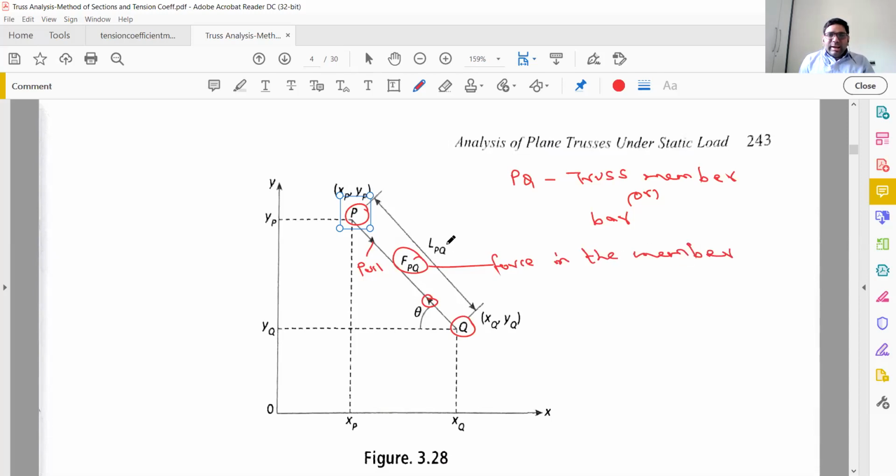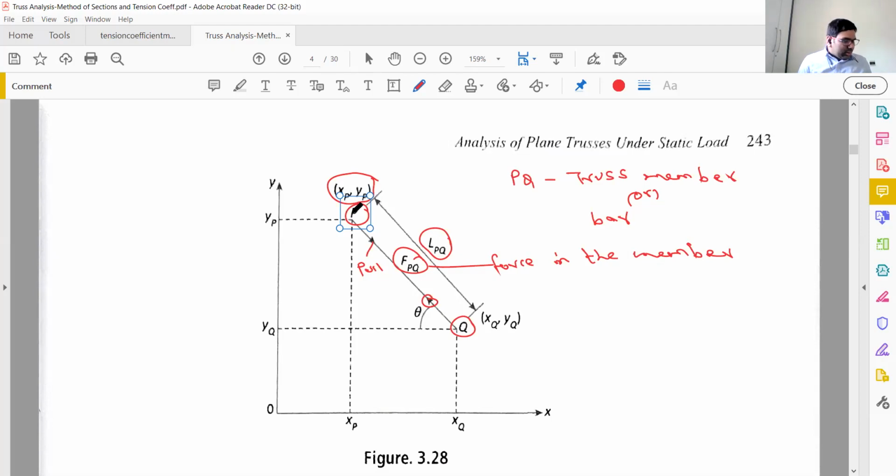Okay. And the length of the member is LPQ. All of you should carefully see here that the coordinates of P and coordinates of Q are also written here. So what do we mean by coordinates of P and Q?